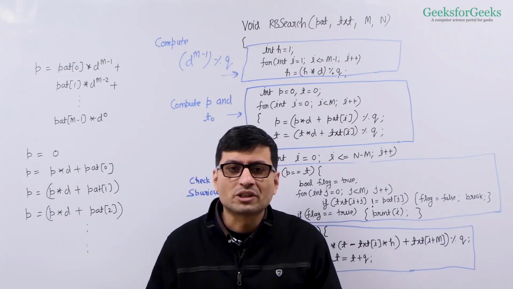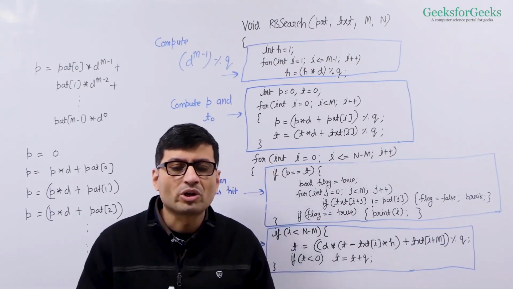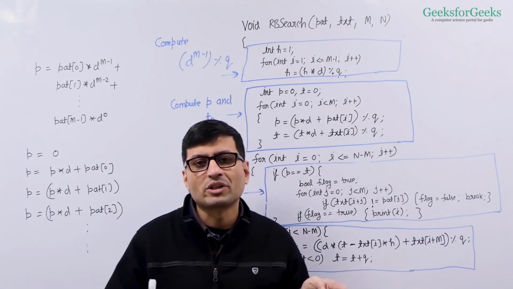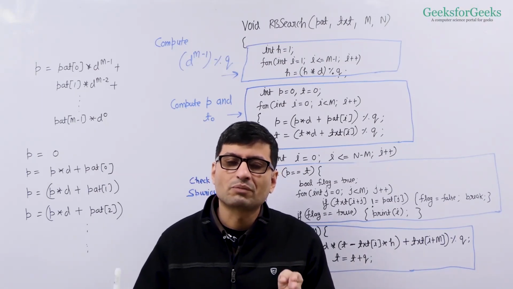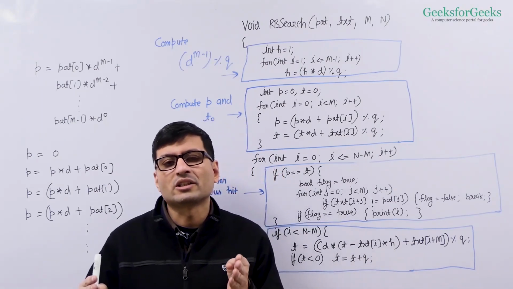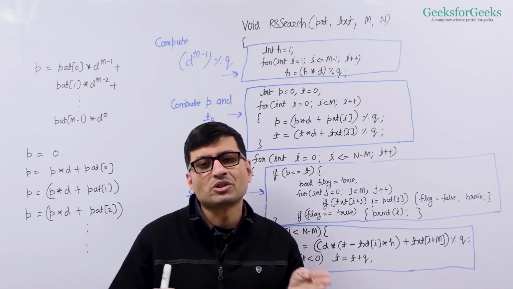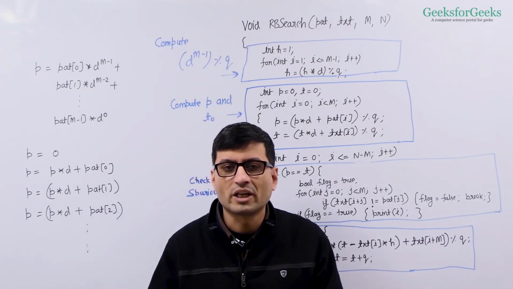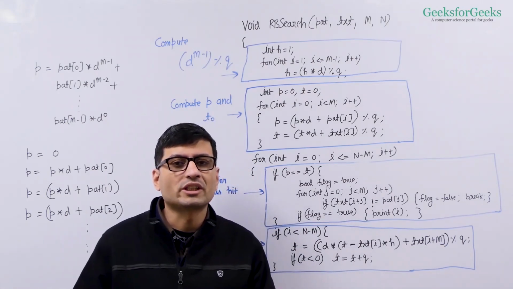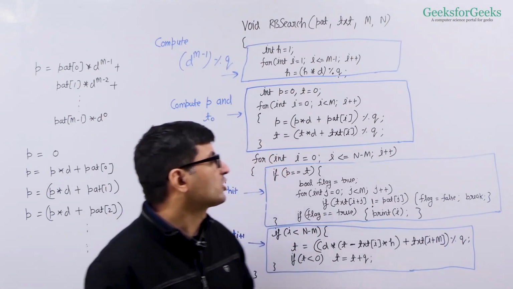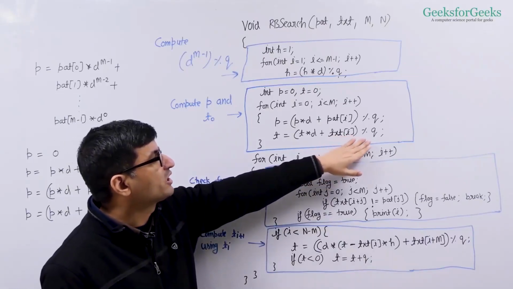Because if your prime number is small and you're doing modulo under this prime number, you are going to have very few values as a result of modulo. For example, if q is 13, then the result numbers are going to be from 0 to 12, which is a very small range. And as per the pigeonhole principle, many spurious hits are possible. Okay, so we have computations under modulo.